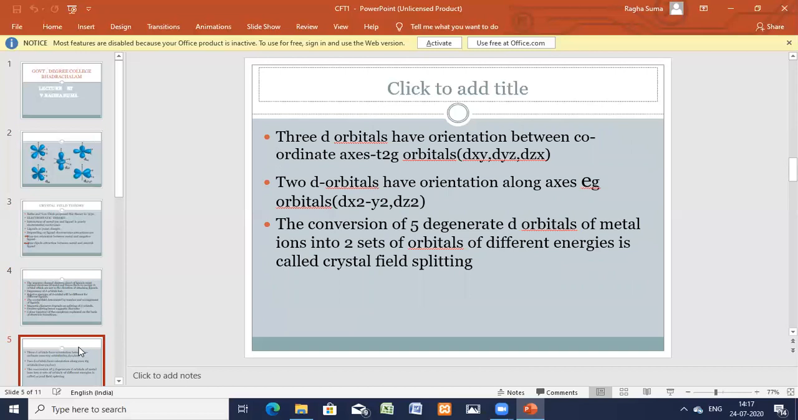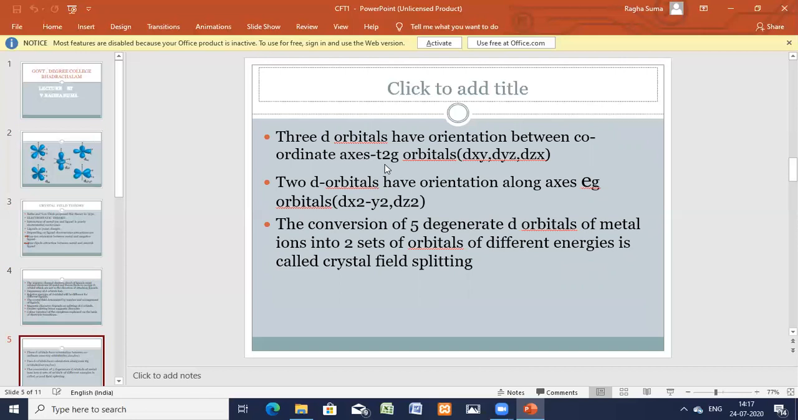Now, 3d orbitals, as I have told you previously, have orientation between the coordinate axes. I have shown you dxy, dyz, dzx. They are between the axes. So dxy is between the x and y axes, so the lobes are between the x-axis and the y-axis.